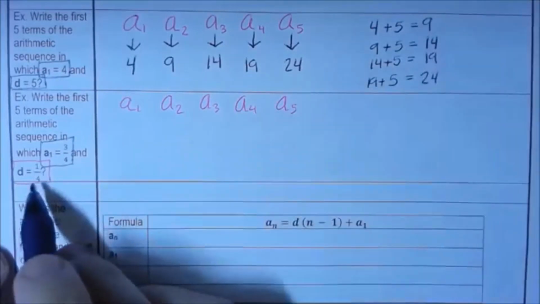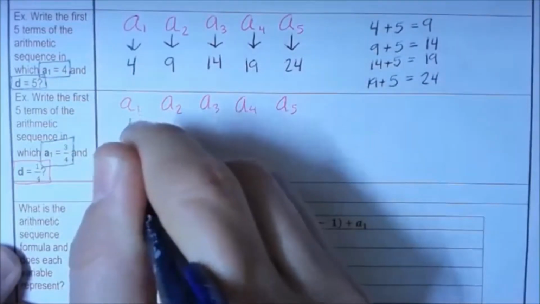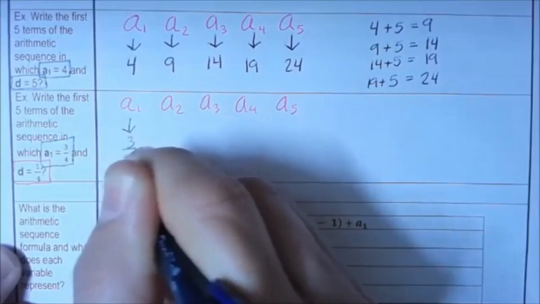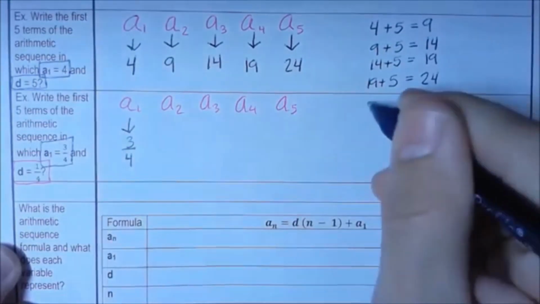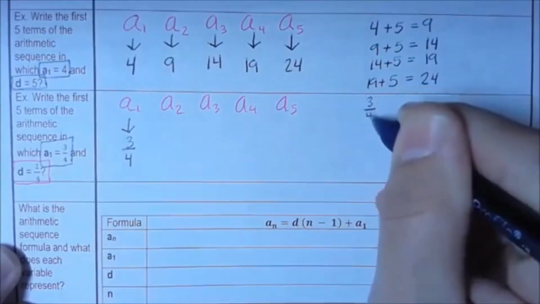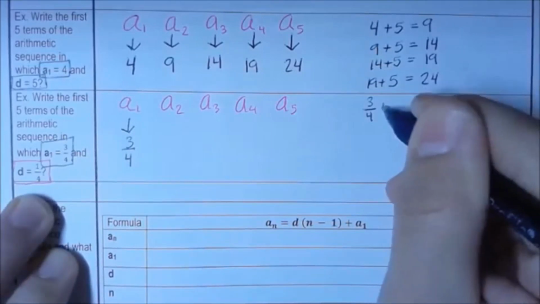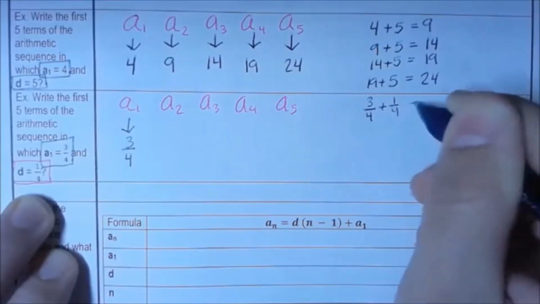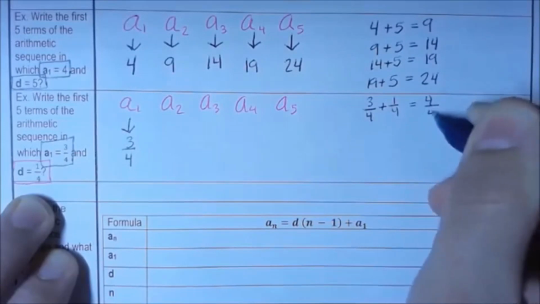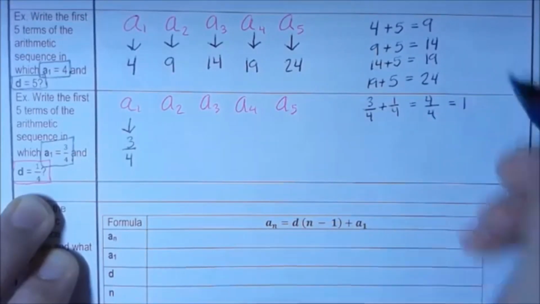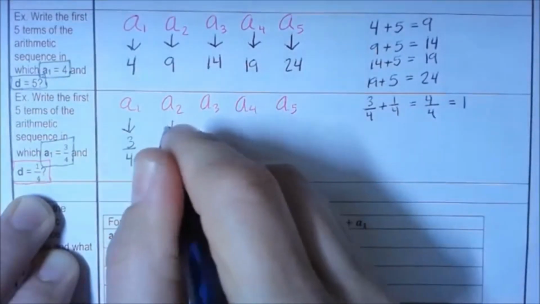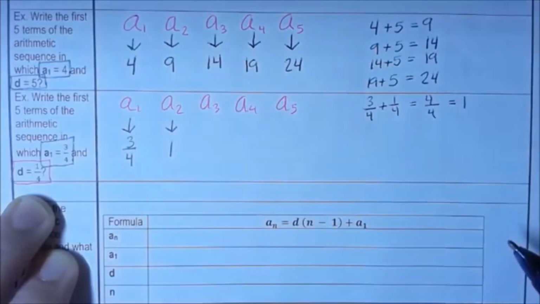Now my common difference is 1/4. So notice that my a sub 1 is 3 over 4. So if I write that over here, I have 3 over 4. And if I add a positive 1/4, that's going to give me 4/4, which is just equal to 1. So a sub 2 is going to be positive 1.